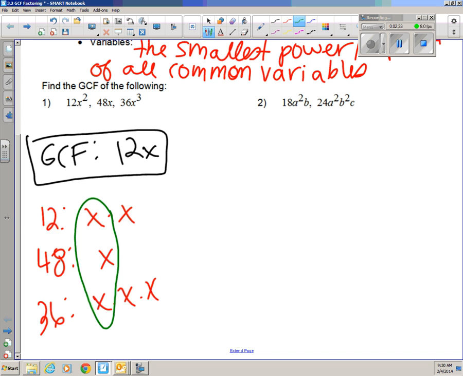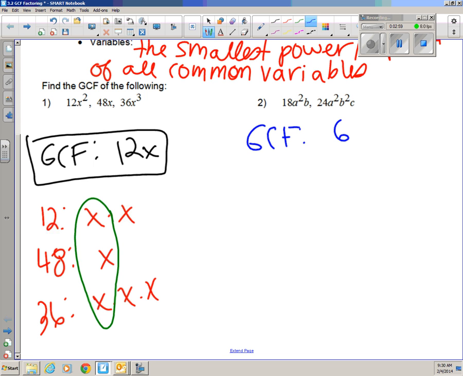Okay, so it's 12x. When I look into the next one, when I look into 18 and 24, well, what's the largest number divisible by both of those values? Well, 18 doesn't go into 24. So if I start breaking down the factors, I'll find out that 6 is the largest number that divides evenly into 18 and 24. So right now for my numbers, my GCF is 6.